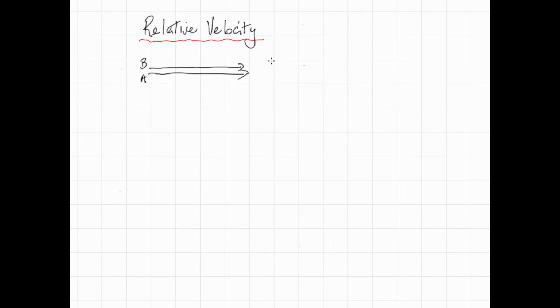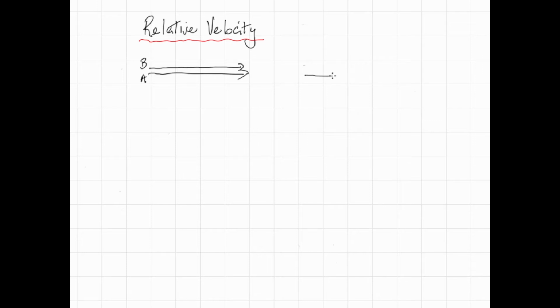So the velocity of B relative to you: you look across at the other car, and you're both side by side, travelling at the same speed. So the velocity of B relative to A would be zero. As far as you can see, they're not going faster or slower than you. So the velocity of B relative to A would be equal to zero.